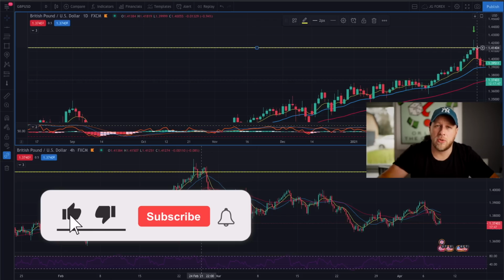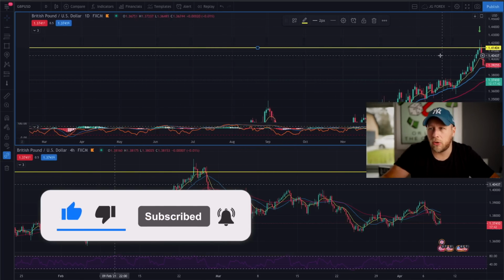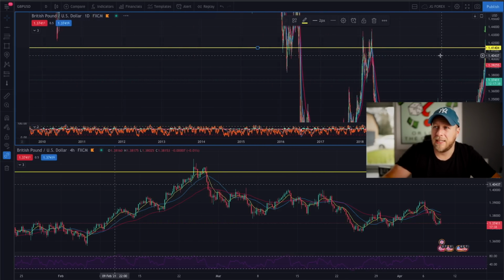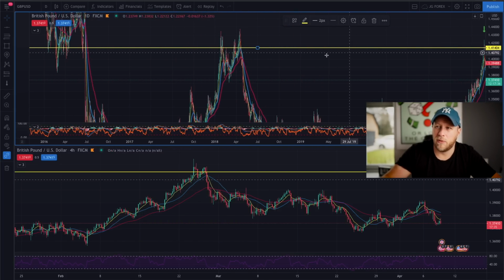But let's just draw a horizontal line on where we closed on that market, right? So we're going to draw a horizontal line on, we're going to zoom out and look at the previous market's reaction to that level.